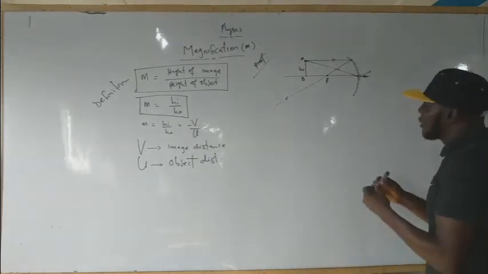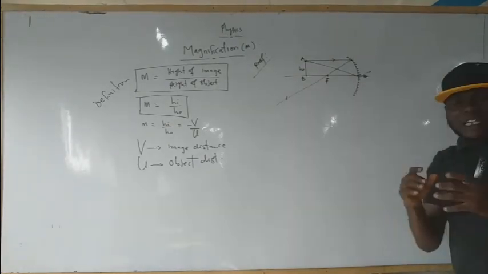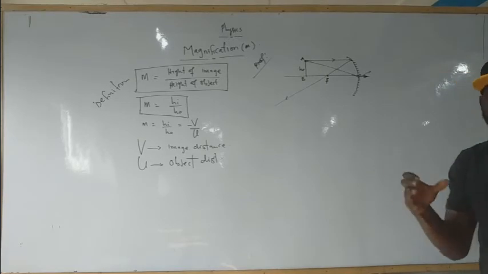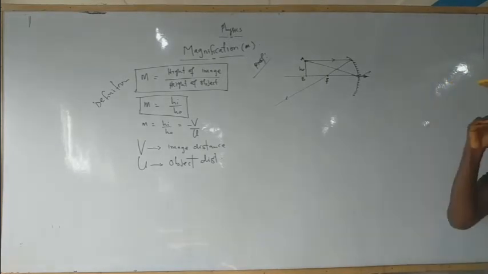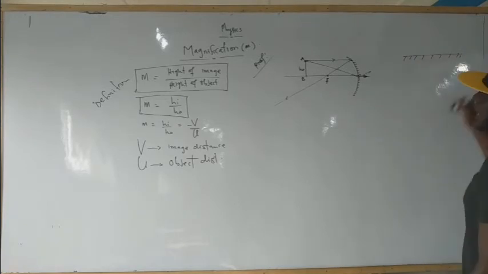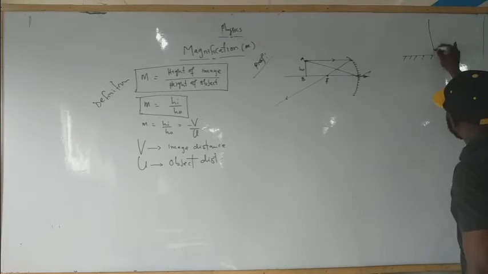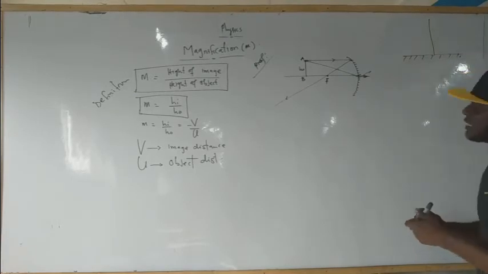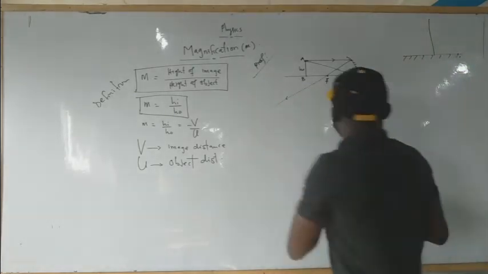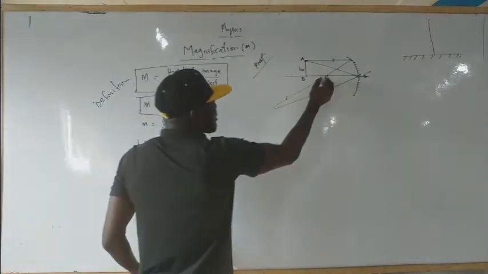And once there is a ray touching the pole, the spherical mirror will behave like a plane mirror. This will serve as the normal. Then the ray will be reflected like this.